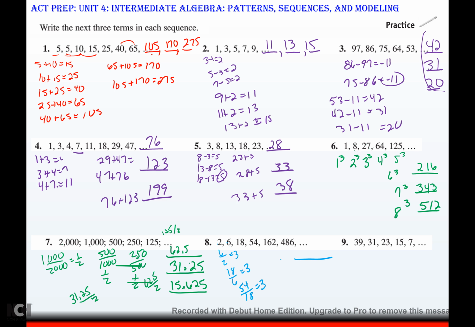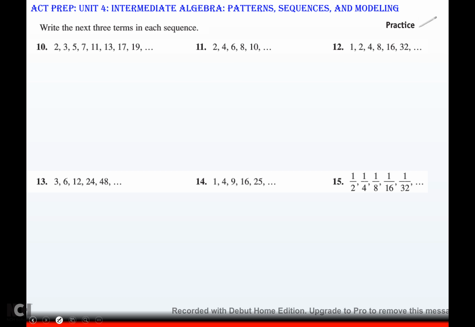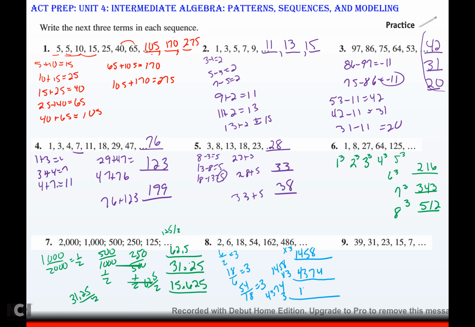So to get my next one, I take 486 times 3, which is 1458. 1458 times 3 is 4374. And 4374 times 3 is 13,122.